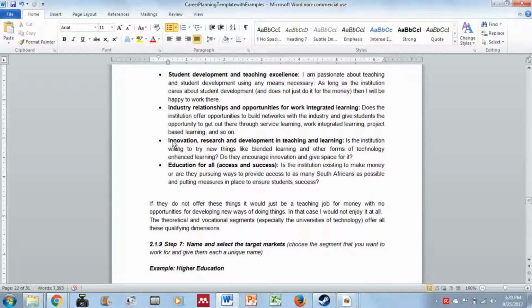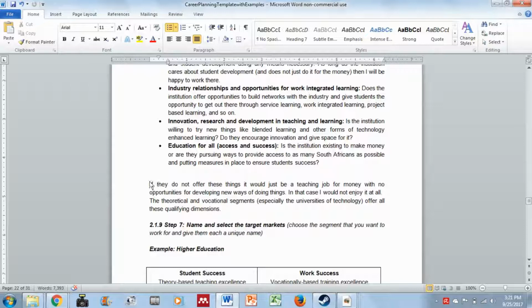Another one is innovation, research and development for teaching and learning. Is the institution willing to try new things like blended learning and other forms of technology-enhanced learning? Does it encourage innovation and give space for innovation? Another one is education for all, access and success. Is the institution existing to make money, or are they pursuing ways to provide access to as many South Africans as possible and putting measures in place to ensure student success?